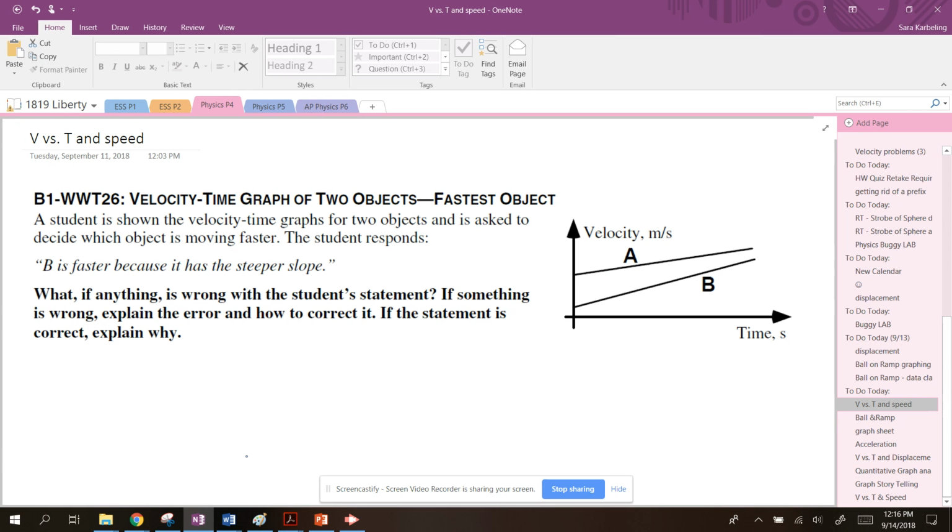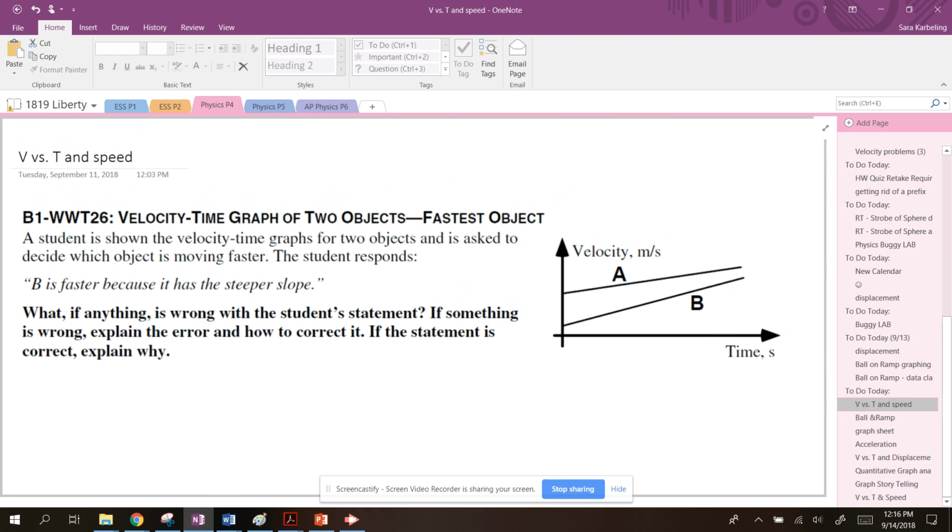So, velocity. Doing okay? Yeah, I had to brush my teeth. So, yeah. Good, that's okay. That's a good thing. That's a good thing. All right.